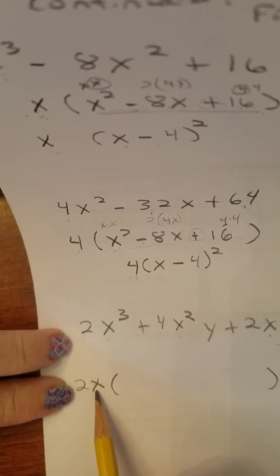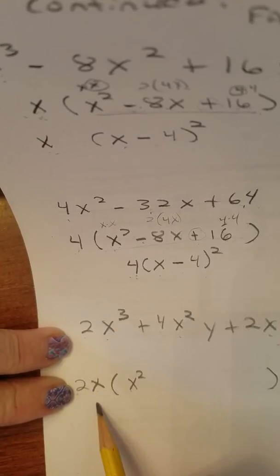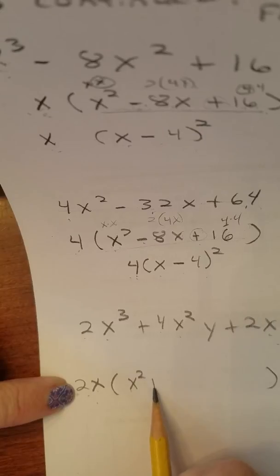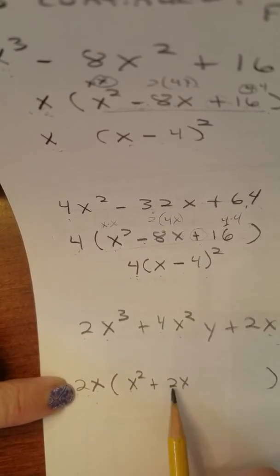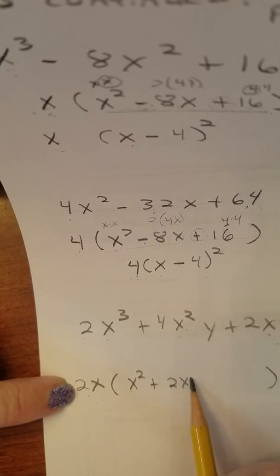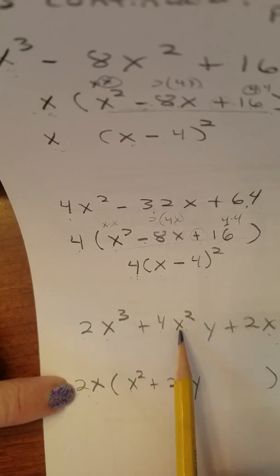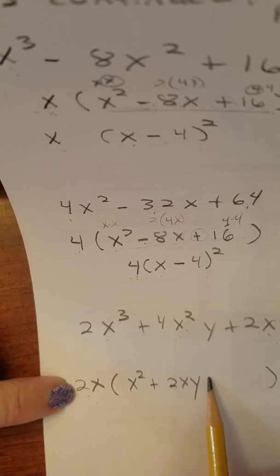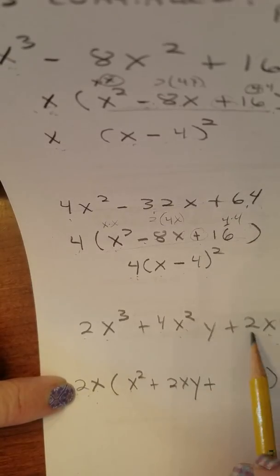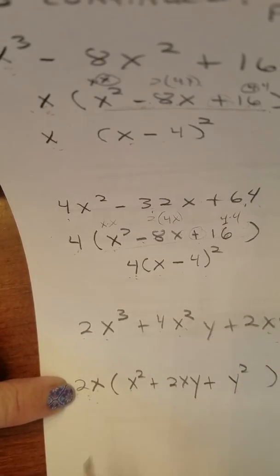When I factor that out, 2x times x squared gives me 2x cubed. 2x times 2x gives me 4x squared. But it's a y here, so I have to say it this way: 2x times 2xy gives me 4x squared y. And then I take a 2x over here, I'm left with y squared. 2x times y squared is 2xy squared. So you've got to double check to make sure when you're taking that out. So this is our GCF.